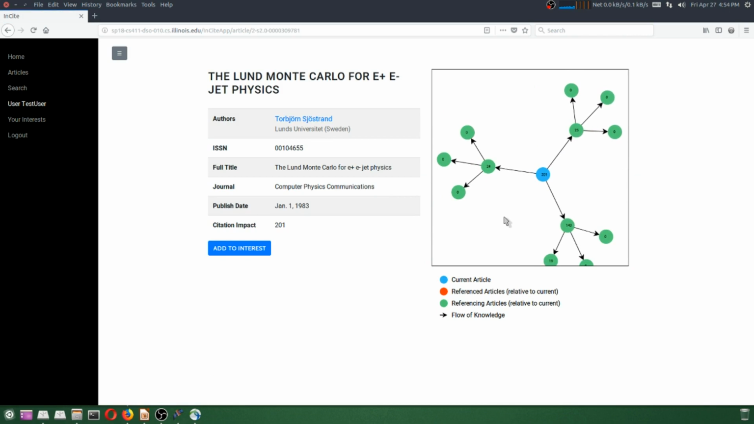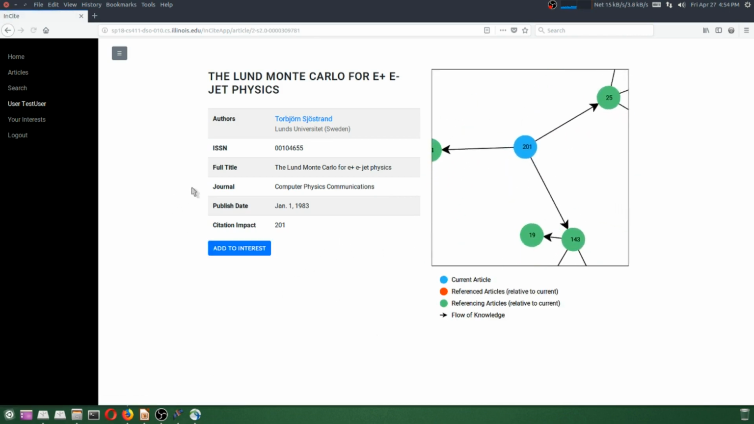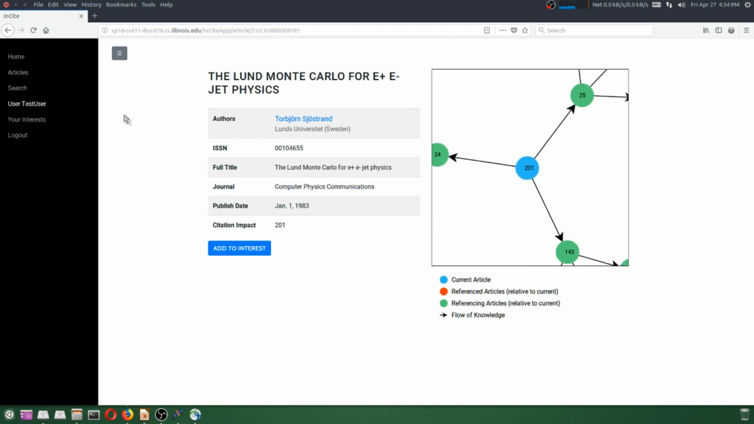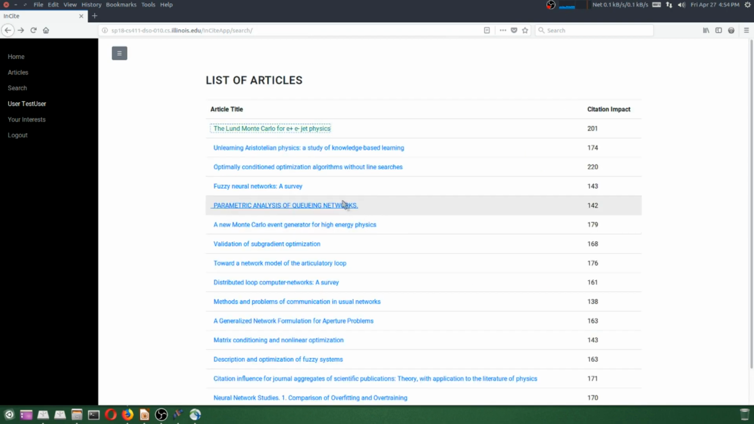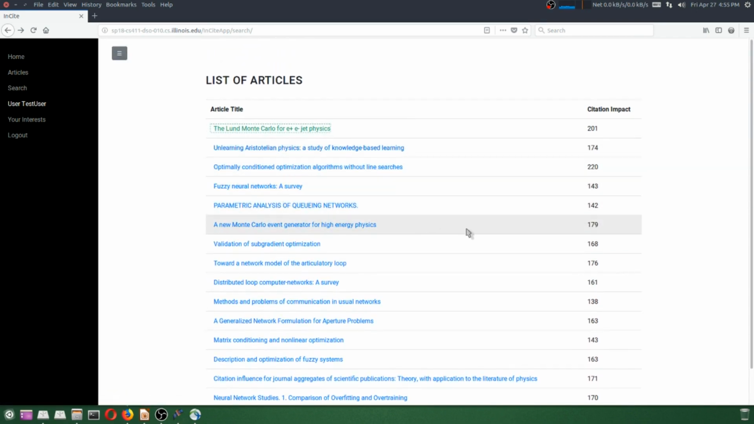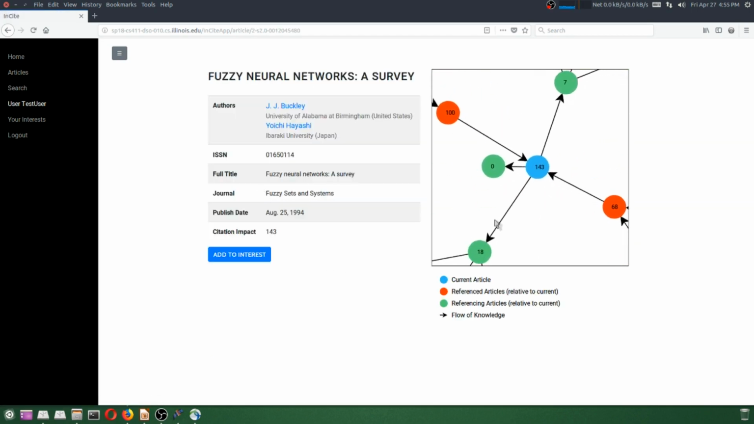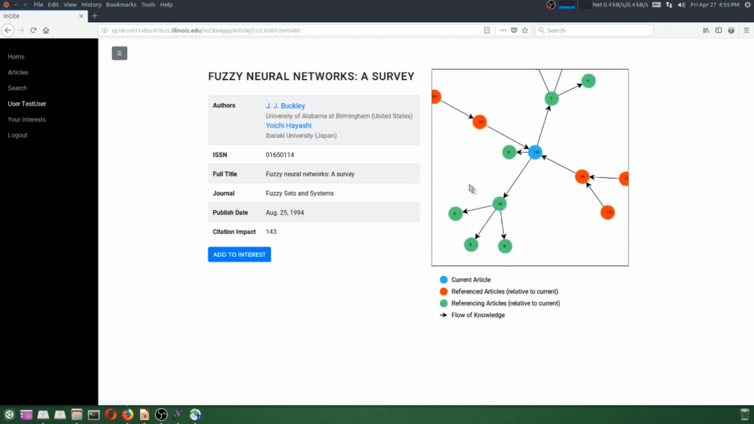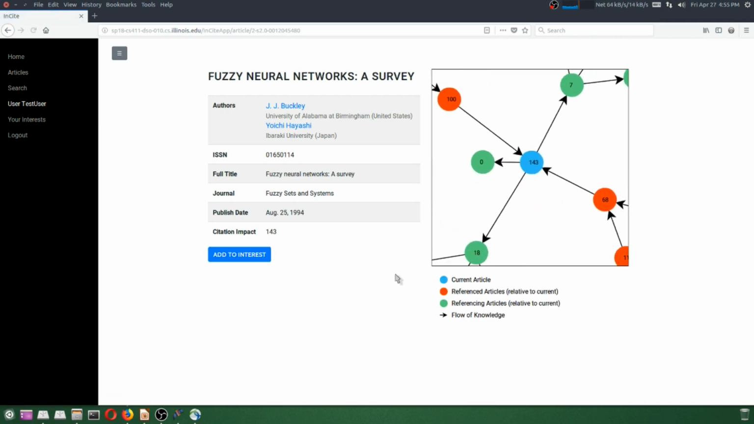Okay. Notice that there is a button called Add to Interest. Let me click on that. Now the article has been added to my interest. Something about physics again. Let's find something else. Fuzzy neural network. That sounds cool. Wow, look at that. And I'll add it to my interest.